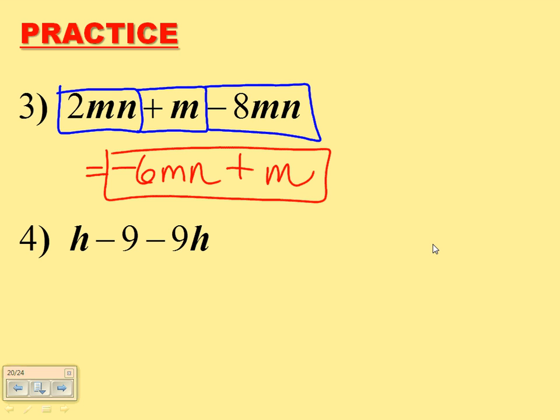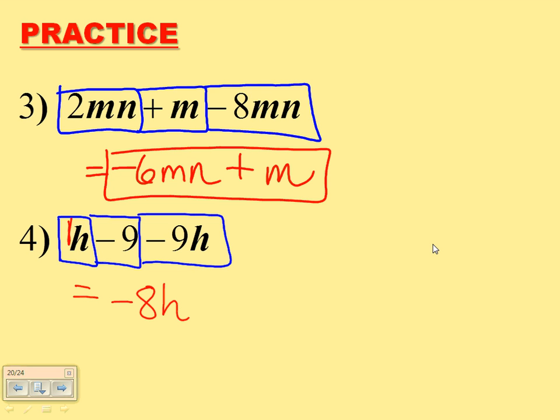All right, here we go. I'm going to box my terms: h minus 9 minus 9h. To help you do number 4, what can I put in front of the letter h? Again, there's an imaginary 1 in front of there. So you have 1h minus 9 minus 9h. The only two like terms are 1h and minus 9h. So what is 1h minus 9h? The answer is negative 8h. And the minus 9, we can't do anything with.